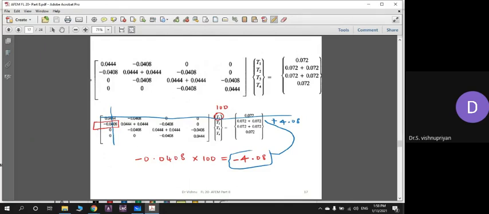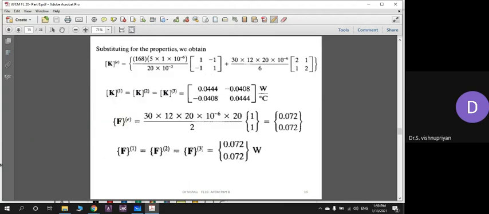Now we have to apply the boundary conditions, but things are a bit tricky here. It is not like the usual case where we remove the rows and columns. The reason is, in those cases we know the displacement is 0, so we remove that row and that column. But here the temperature is not 0; it is given. It is given to be 100 degrees. That means T1 temperature is given as 100 degrees.